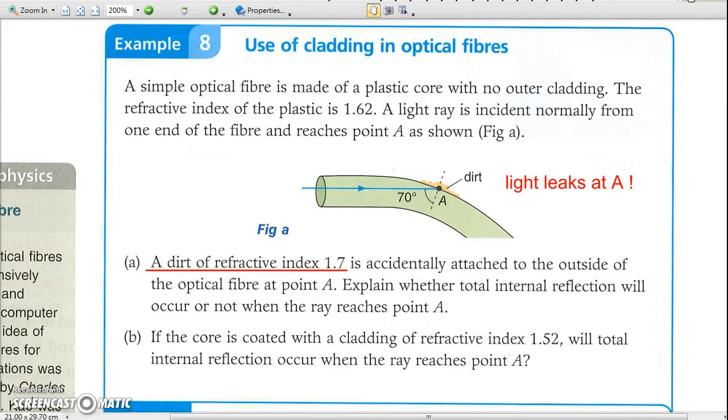Example 8. Use of cladding in optical fibers. Take a look at Part A. See what happens to an optical fiber without cladding when dirt accidentally attaches to the outside of the glass core.